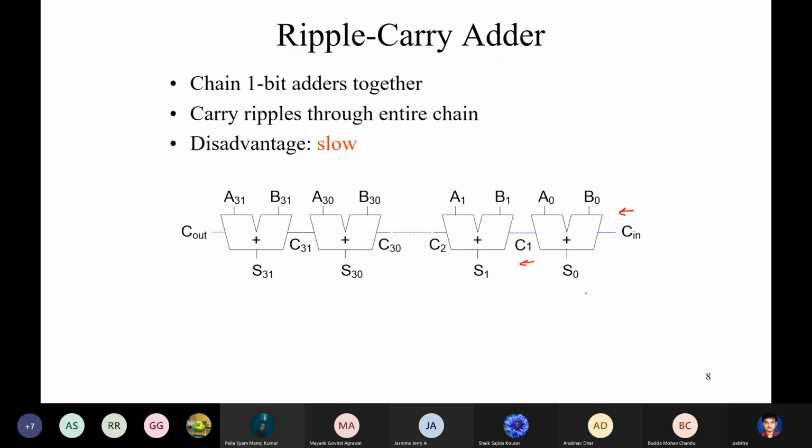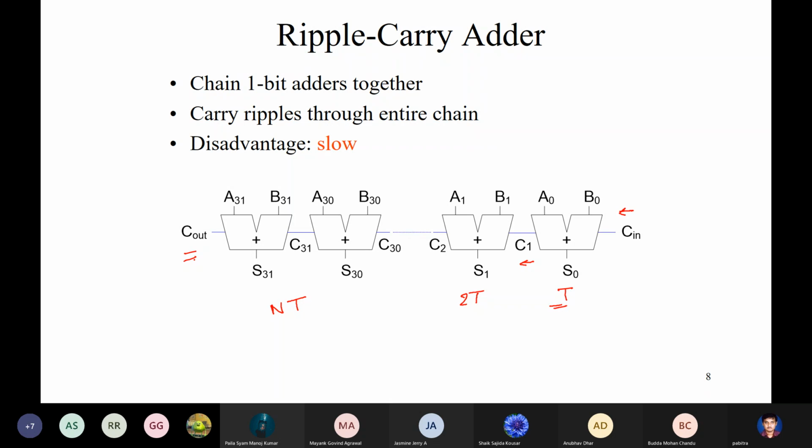So suppose there is a delay of t microseconds here. Since we need C1 for this, the delay after this would be 2t. Similarly, if we have n bits, you will have n times t. If t is the delay of a single full adder circuit, and you want to add n bits, you have to wait nt amount of time before you get all the sums and the carry out.